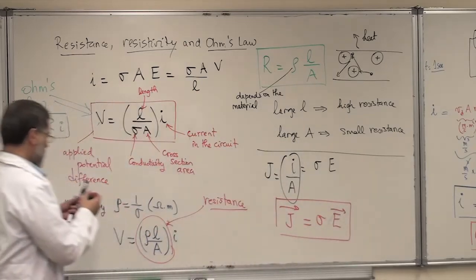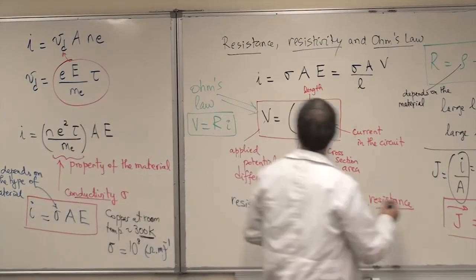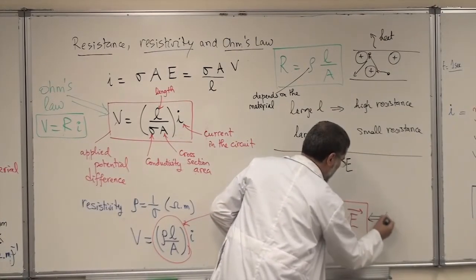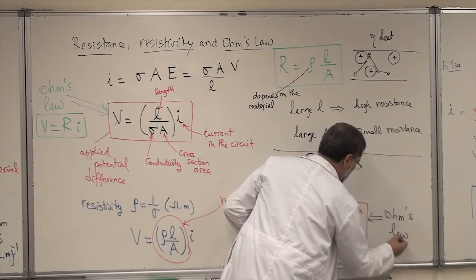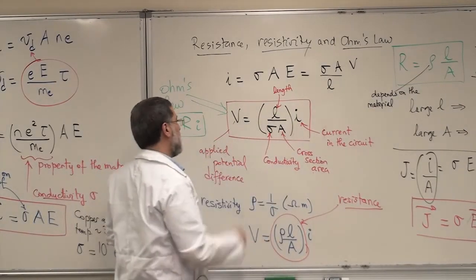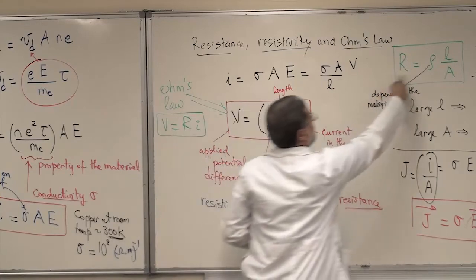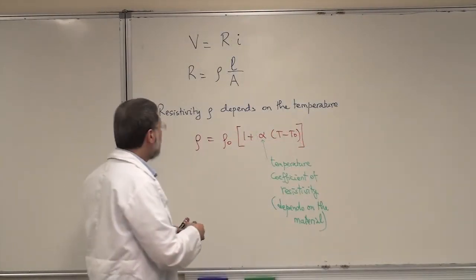This is another form of Ohm's law. There are two forms of Ohm's law. One is this one here, but the one which is used is this one here: V equals R times the current I, and R is the resistance given by this expression here. Okay, we talked about Ohm's law.